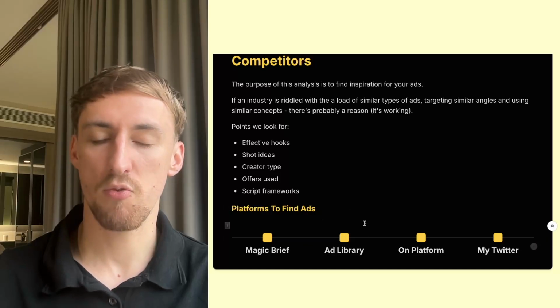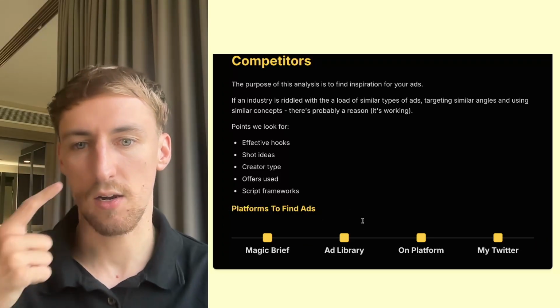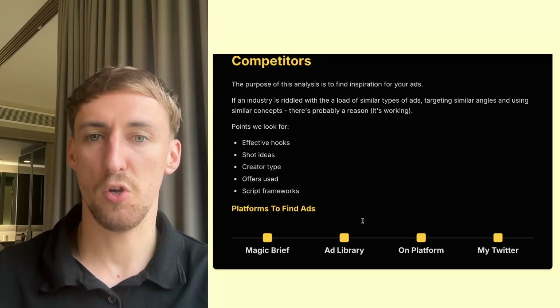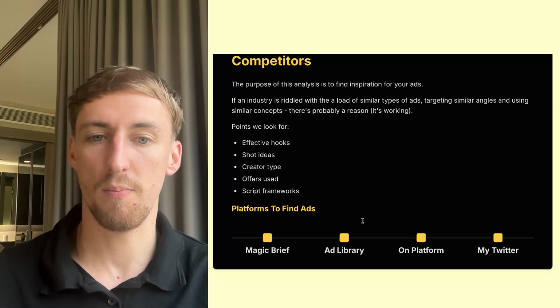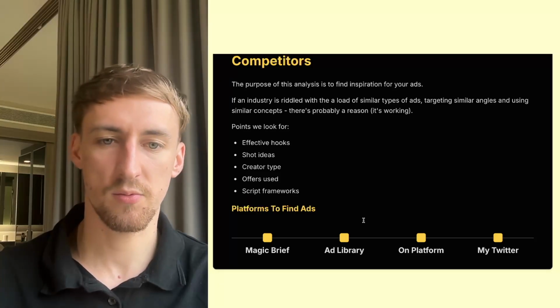We have the ad library, of course, Meta ad library, TikTok ad library, super useful for searching competitors, searching keywords and finding people in there, brands in there, ads in there.